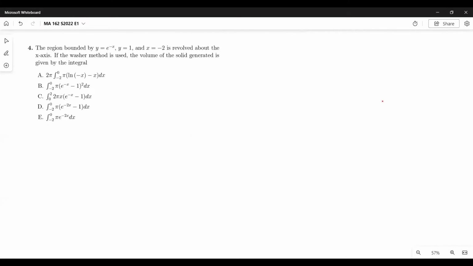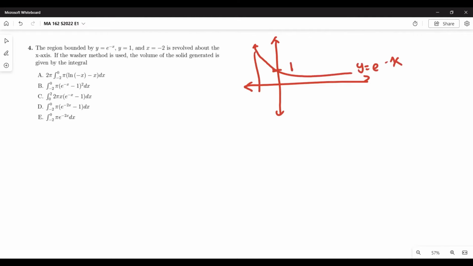Okay, this question asks: the region is bounded by y = e^(-x), y = 1, and x = -2, and it's revolved about the x-axis using the washer method. Okay, so let's draw the curves first. So y = e^(-x), we have that, and it's at y = 1 and x = -2. So if you draw it, the area is this much.